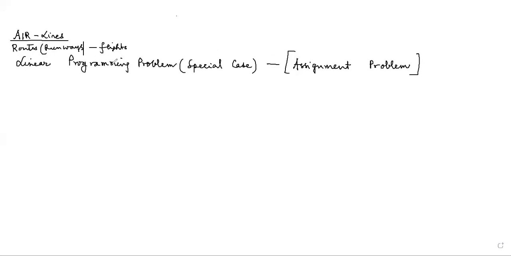This is also a linear programming problem, because the mathematical model of the assignment problem is exactly similar to the model of a linear programming problem. So the two models are similar. First of all, I'm going to explain what the assignment problem is.